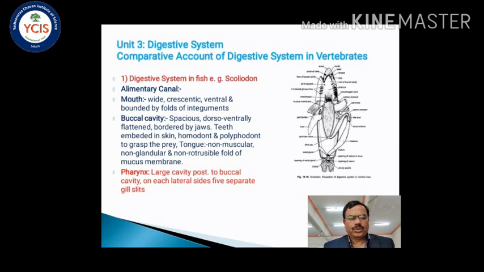Further, the buccal cavity leads into the pharynx. In Scoliodon, the pharynx is a large cavity posterior to the buccal cavity, and on each lateral side are the five separate gill slits. Further, the pharynx leads into the esophagus. The esophagus is a short, wide, thick-walled muscular tube, internally lined by mucous membrane which is thrown into folds. The esophagus only acts as a conducting tube which conducts the food from the buccal cavity further into the stomach. The next part is the stomach.